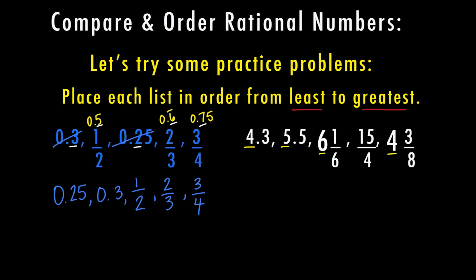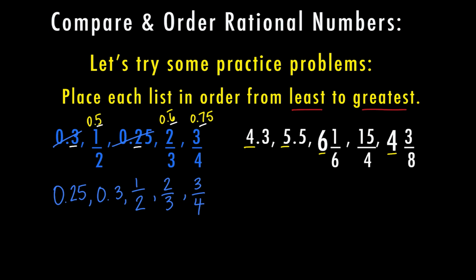This one, 15/4, does not have a whole number, but I know it's greater than 1 because the numerator 15 is bigger than my denominator. So let's go ahead and do some comparisons, because I don't have to turn 1/6 into a decimal and 3/8 into a decimal because I know that 4 is smaller than 6. So this is obviously a bigger number. But I do need to change 15/4 into a mixed number so that I can compare my whole numbers.